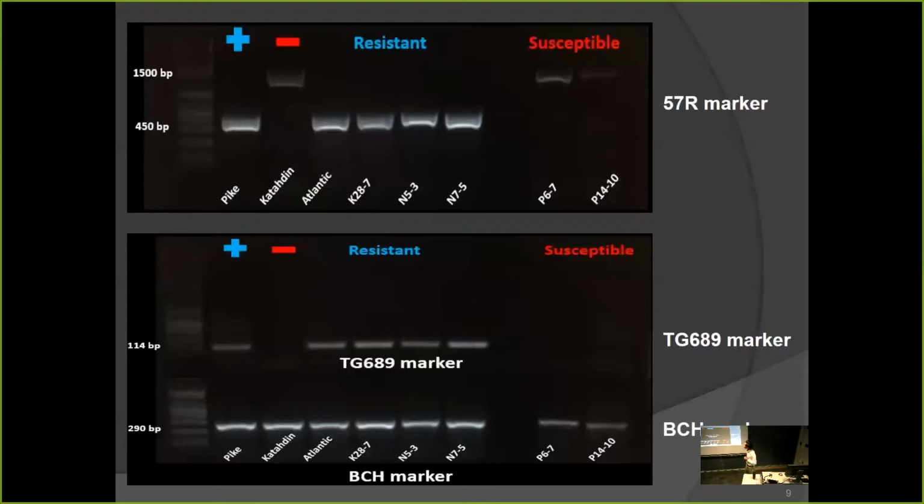So for your convenience, I'm going to use a plus sign for presence of the 400 base pair product when it comes to the 57R PCR test. And I'm going to use a negative sign for presence of the 1,500 PCR product when I'm talking about the 57R marker. And I'm going to use a plus sign for presence of the 14 base pair PCR product when I talk about the TG689 PCR test, and absence of this PCR product will be marked as a negative sign.